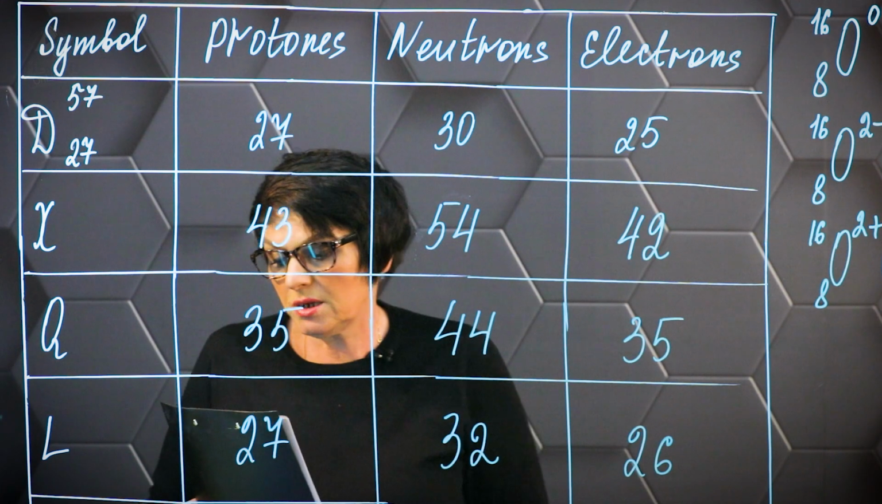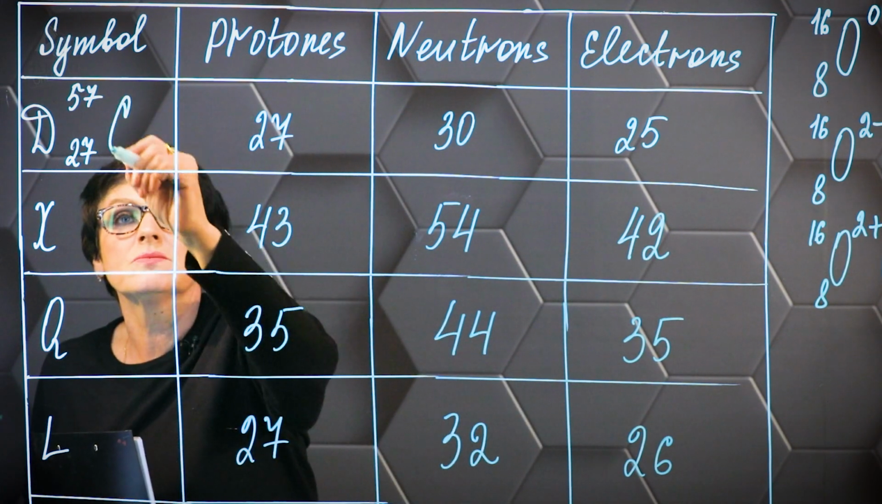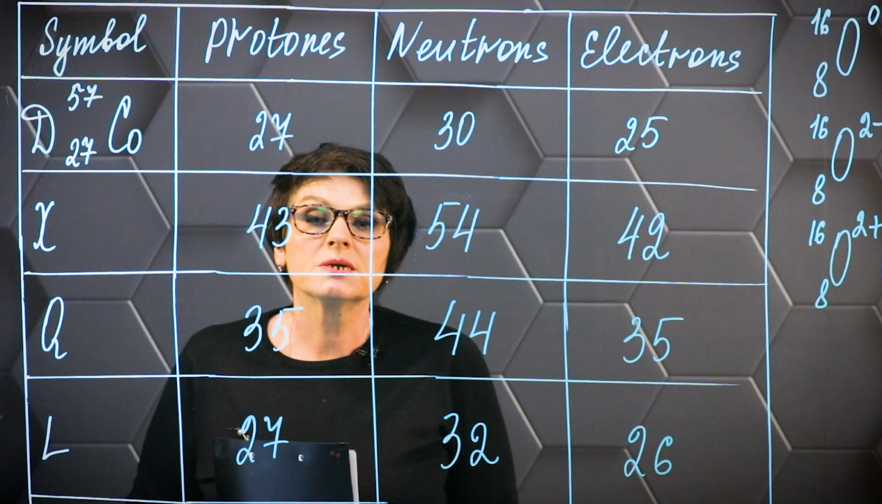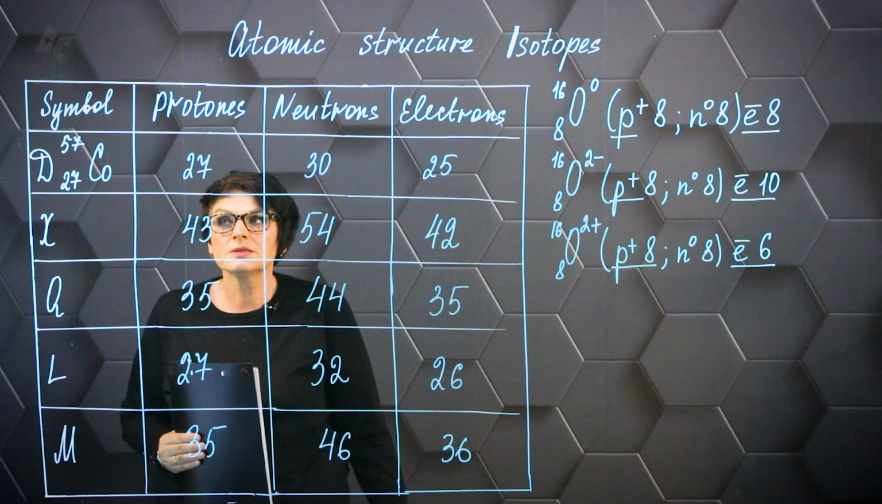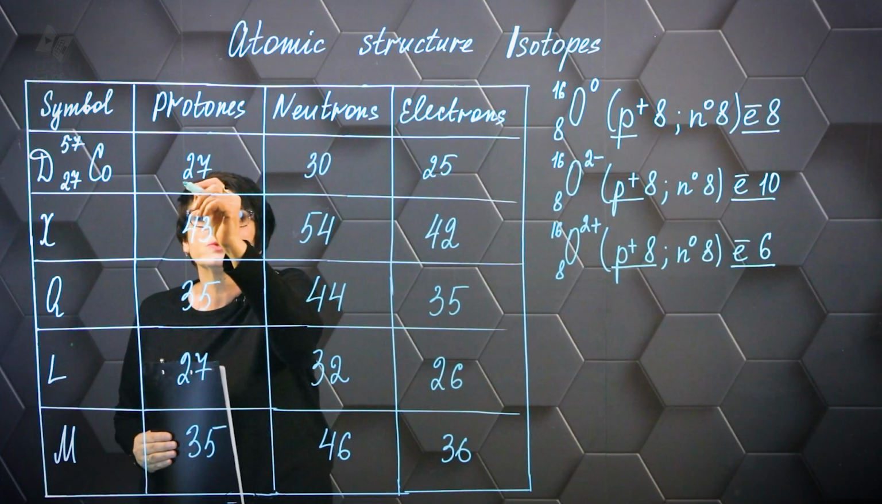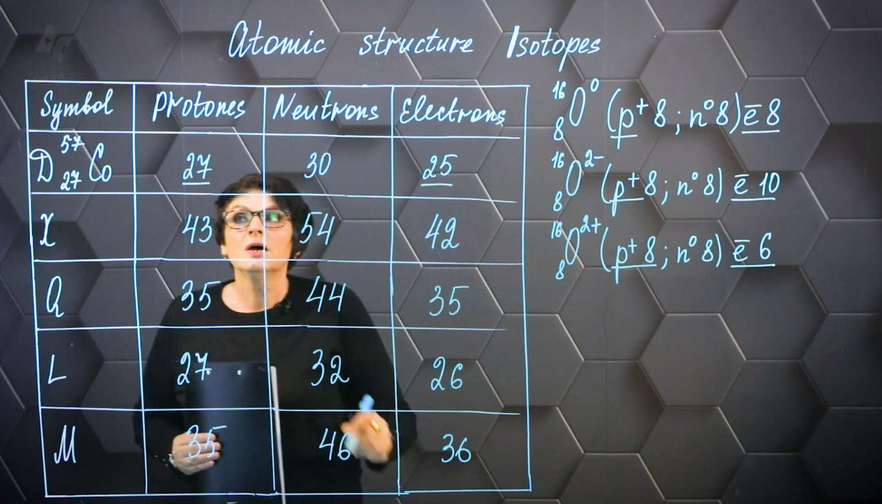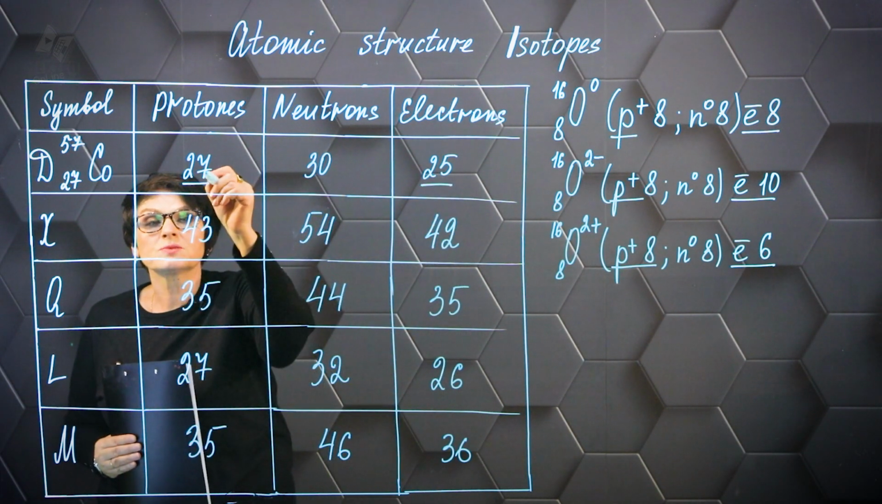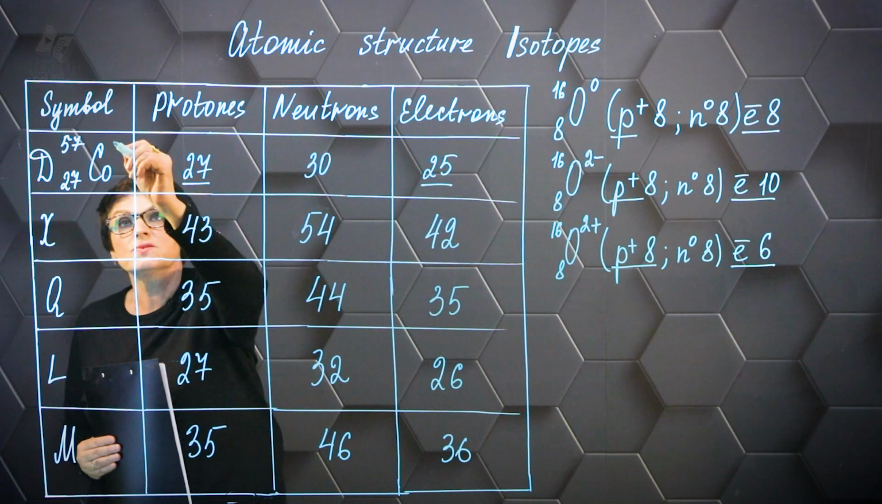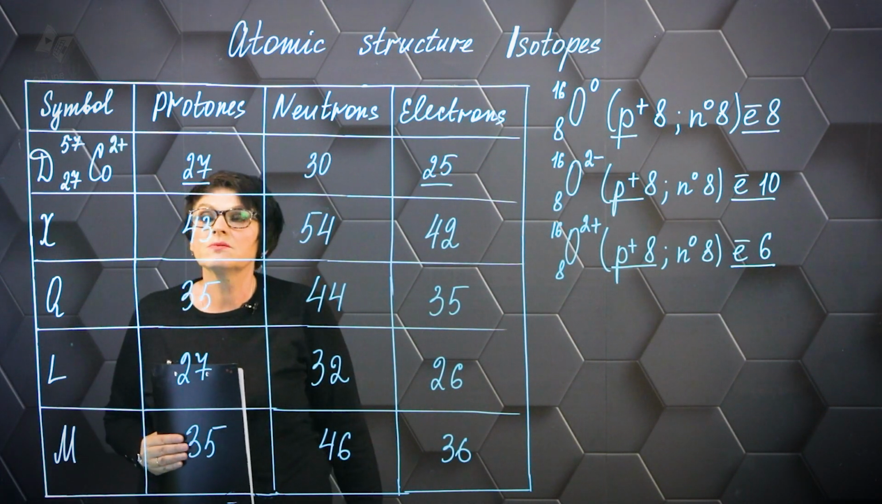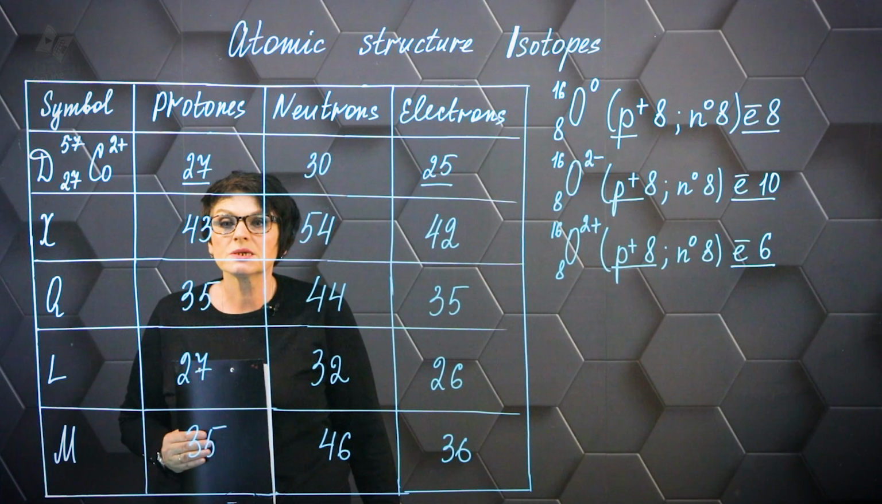Now what this element will be, this element is the element cobalt. Now we're going to establish what the charge of this particle is going to be. Since we have a number of protons 27 and electrons 25, it turns out that we have protons more than electrons by 2. So this cobalt will have a charge of 2 plus, and it will be an ion.